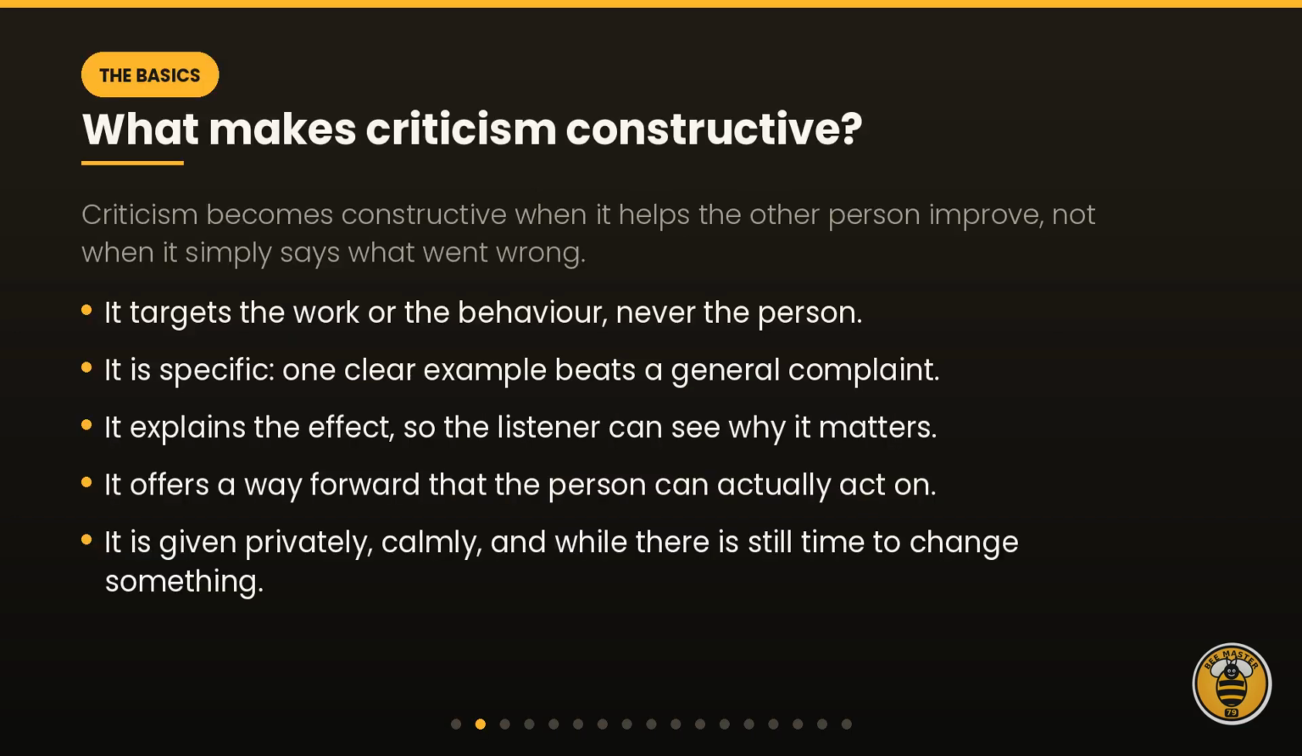First, what actually makes criticism constructive? 5 things. It targets the work or the behavior, never the person. It is specific, because one clear example beats a general complaint. It explains the effect so the listener can see why it matters. It offers a way forward that the person can really act on, and it is given privately, calmly, and while there is still time to change something.